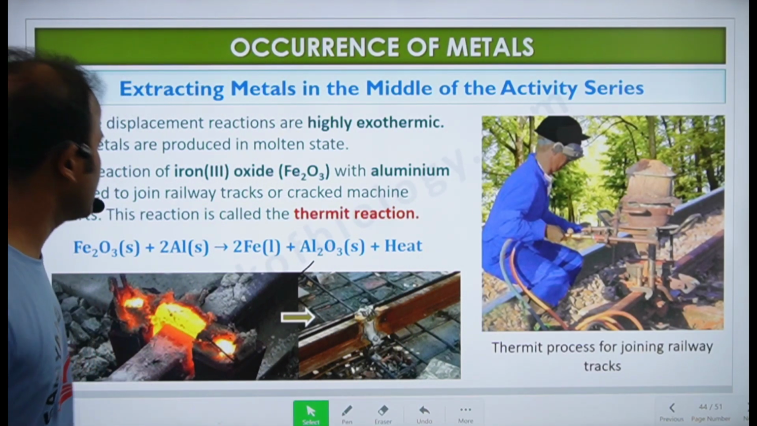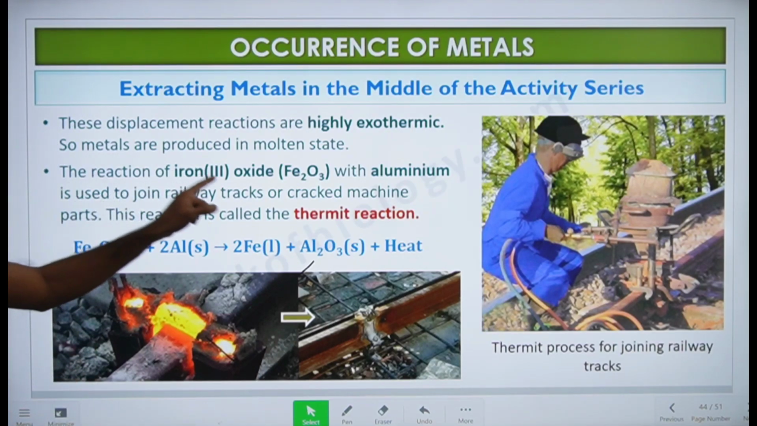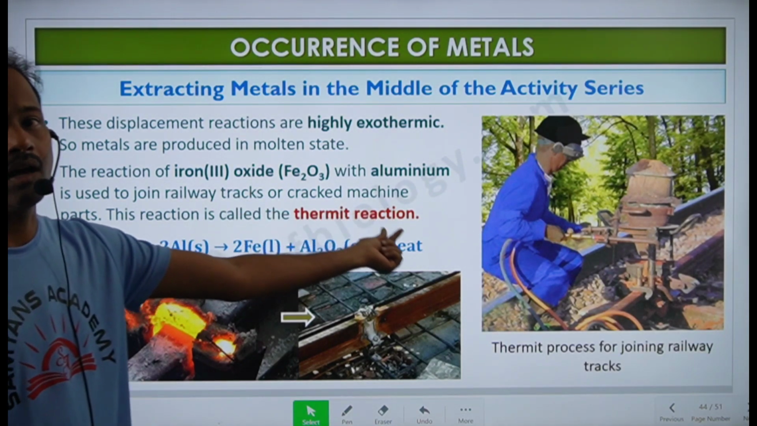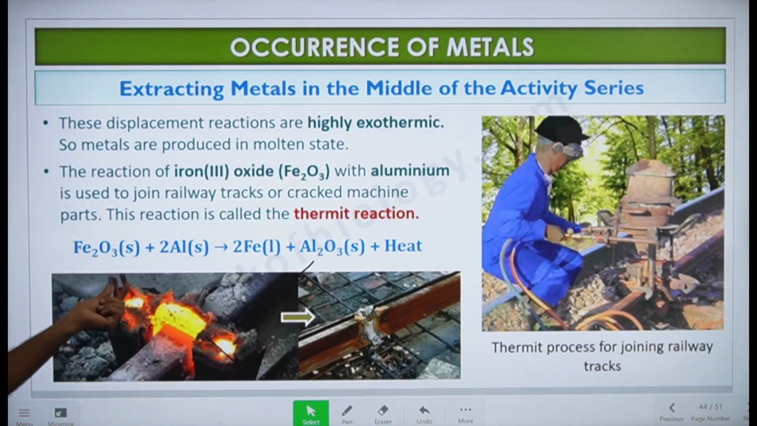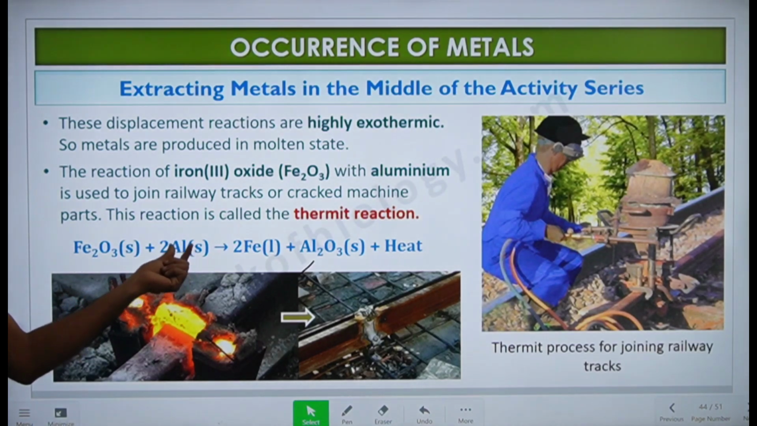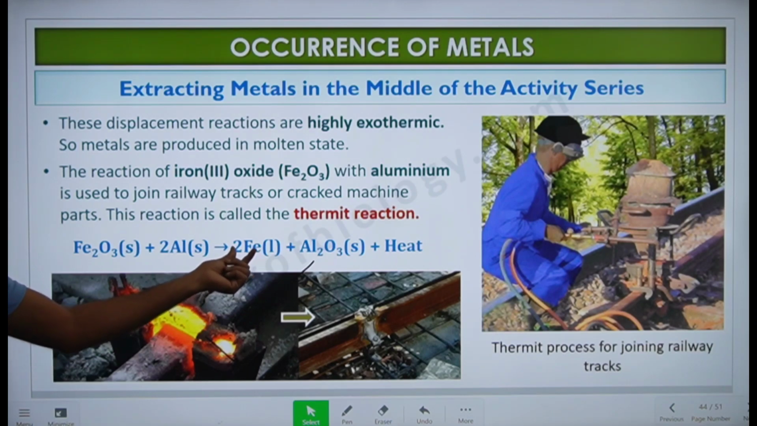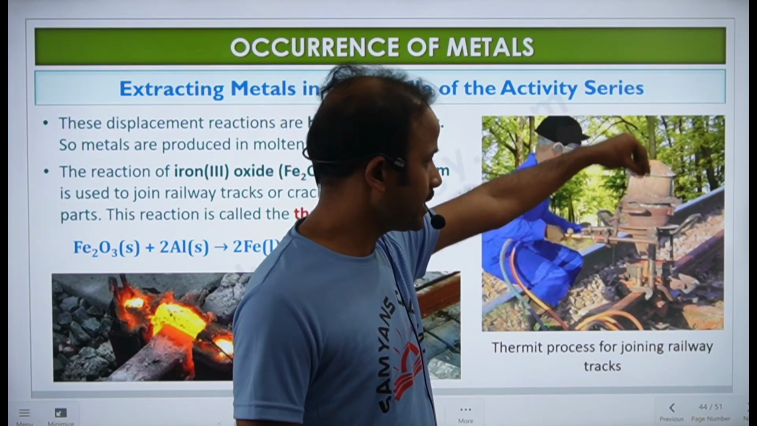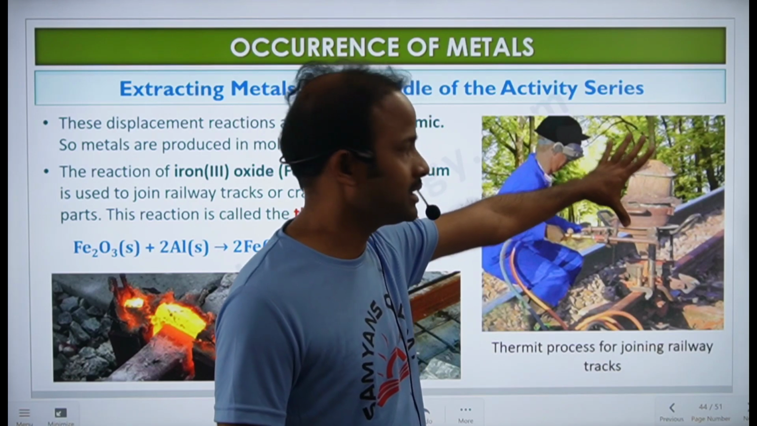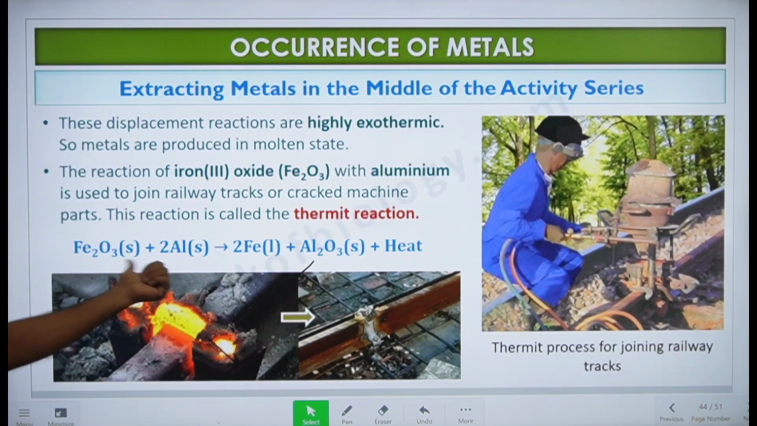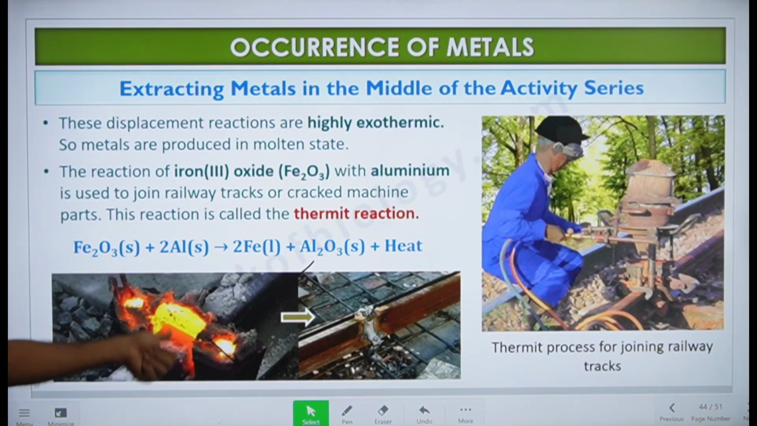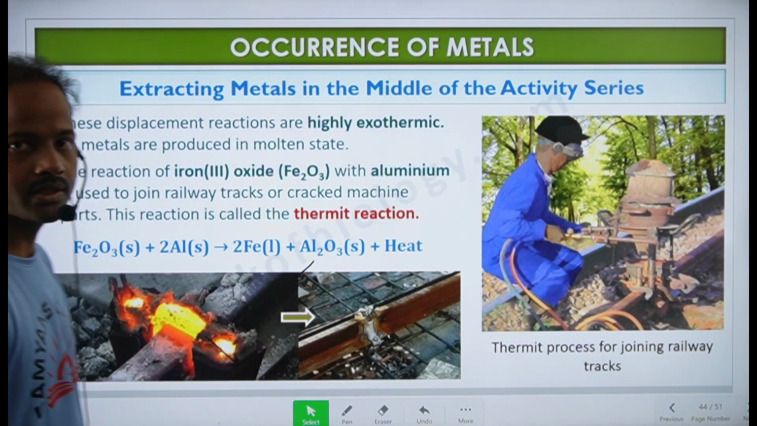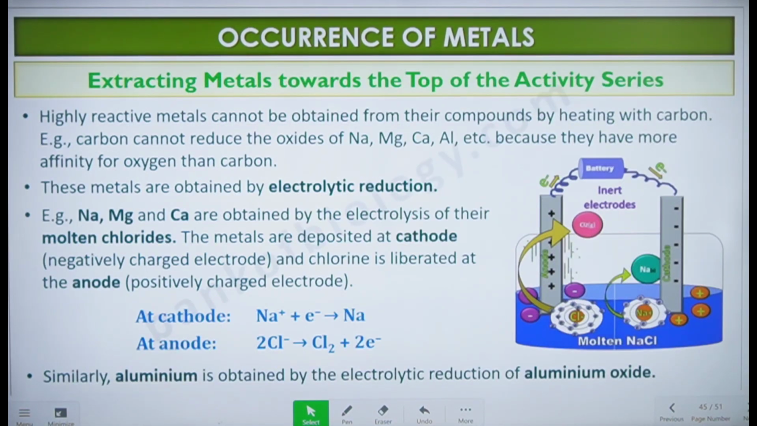So in this thermit reaction, the reaction of iron(III) oxide with aluminum is used to join railway tracks or cracked machine parts. In this reaction, ferric oxide in solid form is mixed with the aluminum, and when you heat this, you get iron in the molten form. This is the setup of the reaction. In this setup we mix the ferric oxide with aluminum, and with simple heating the iron is converted into molten form. By using that molten iron we can join the railway tracks like this. Is it clear, everyone? Now move on to the next one.